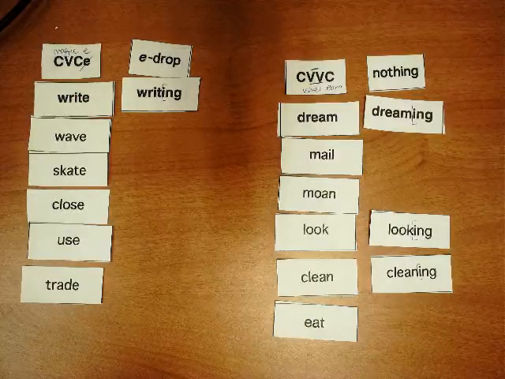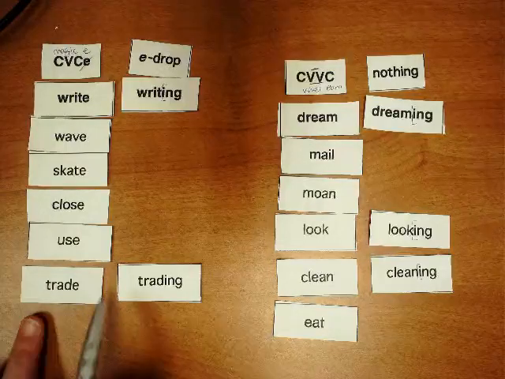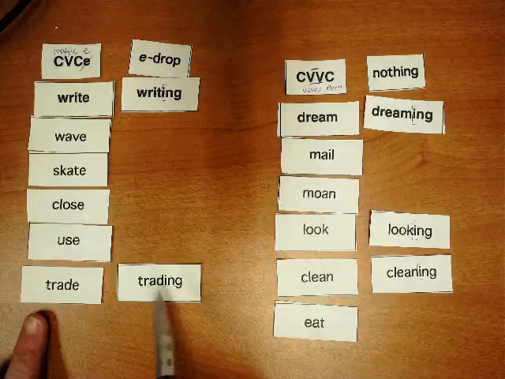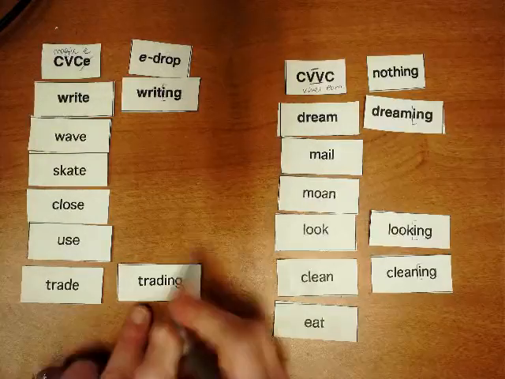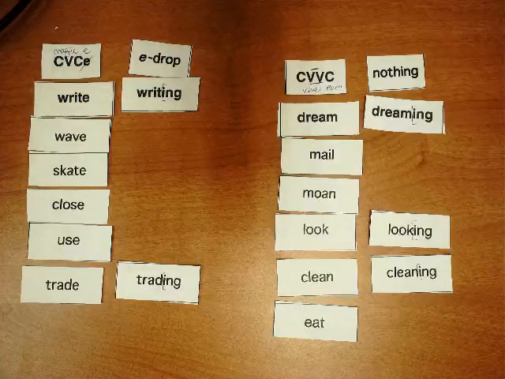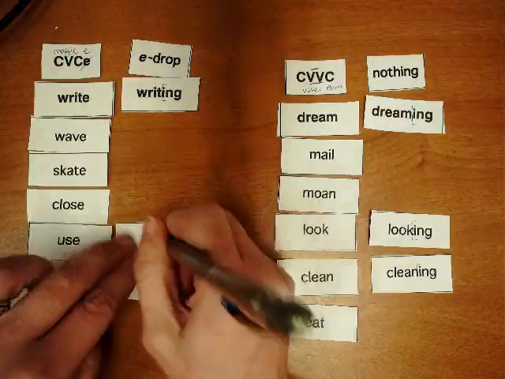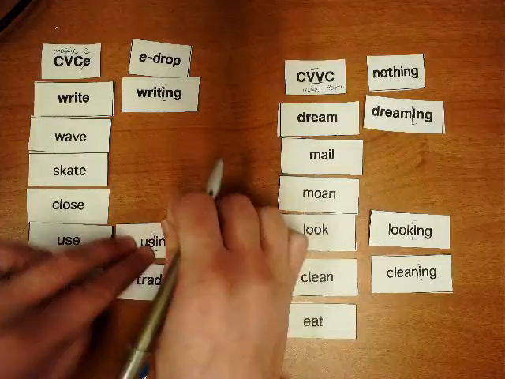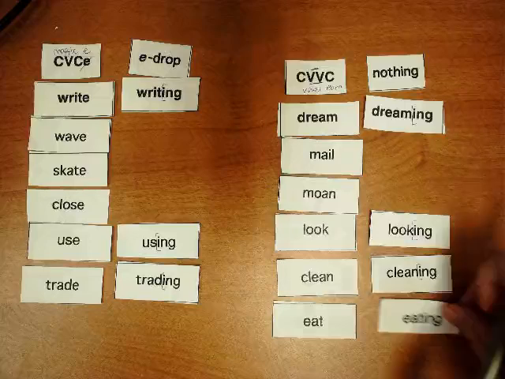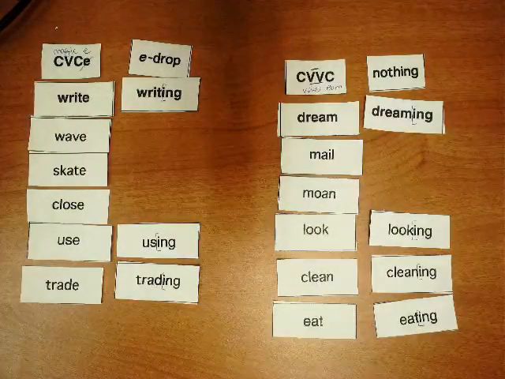When I get to words like trading, I notice that that vowel sound is long because of that magic E or silent E pattern, but when I added that ing, I dropped that E, and I can really see that if I chop off that suffix. Use to using, we have that E drop. Eat to eating, no spelling change.